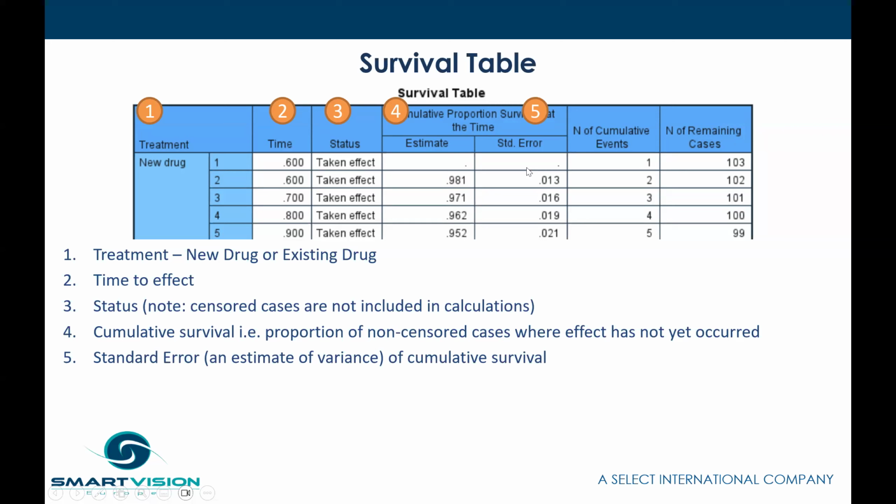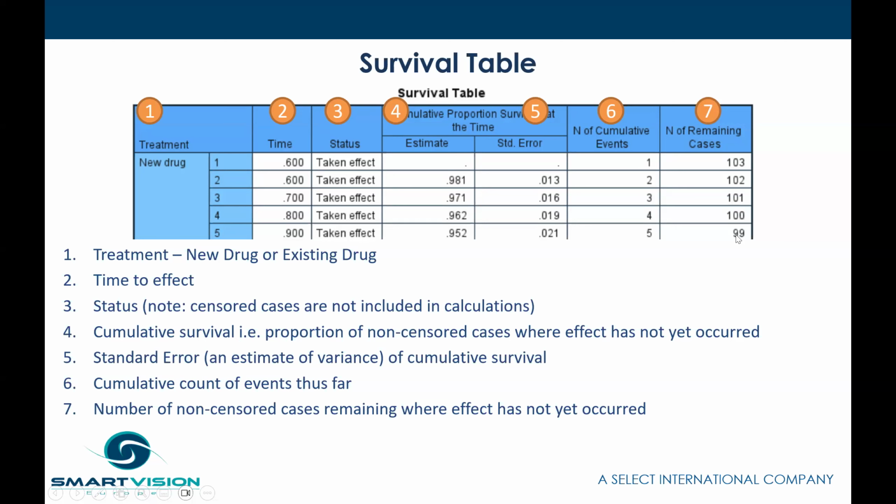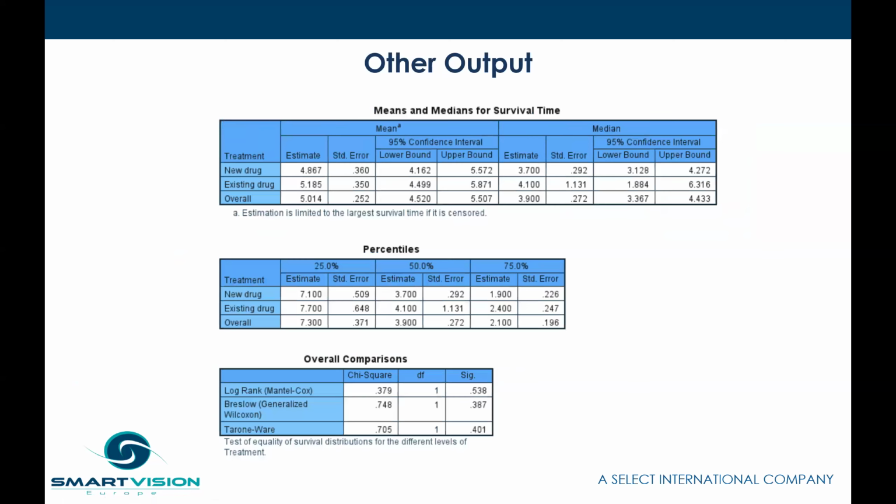There's the standard error, which is just an estimate of how reliable it is. That gets bigger as you go down through the table because you've got a smaller sample size, because you're taking more and more patients out. Then cumulative events. So at 0.9 time units, it had occurred 5 times. It had an effect on 5 patients. There were 99 patients remaining. So it's really just counting. It's just counting through as if we were discharging them out the door and saying, how many are left? How long has it taken before that patient has an effect?